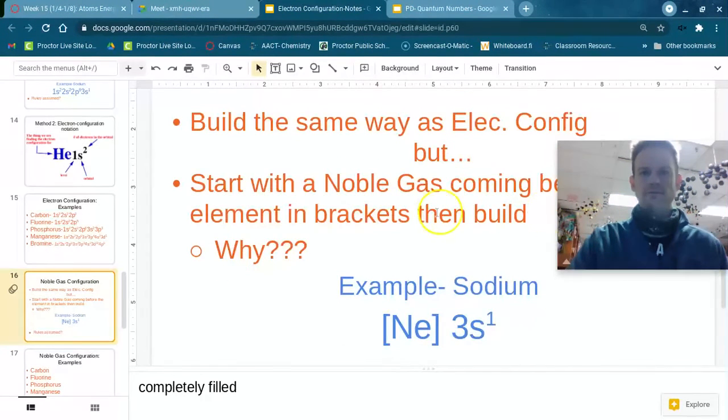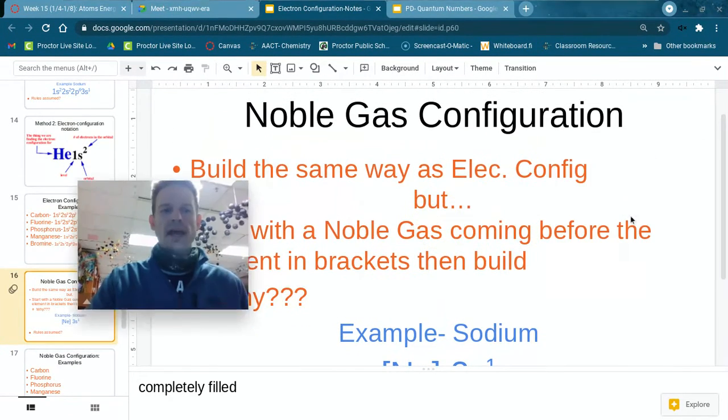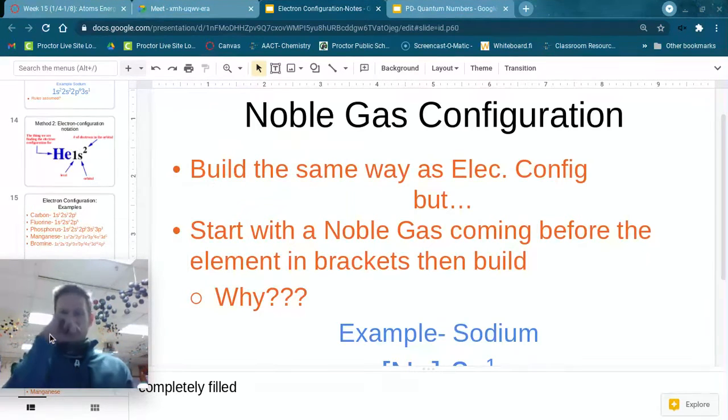All right. So noble gas configuration, okay, this is the same as electron configuration, but even easier. And by easier, we have to write less, all right? And it's called noble gas configuration because we start with a noble gas. And the noble gas we start with is always the one that you would have run into just before you would have hit the element, right?